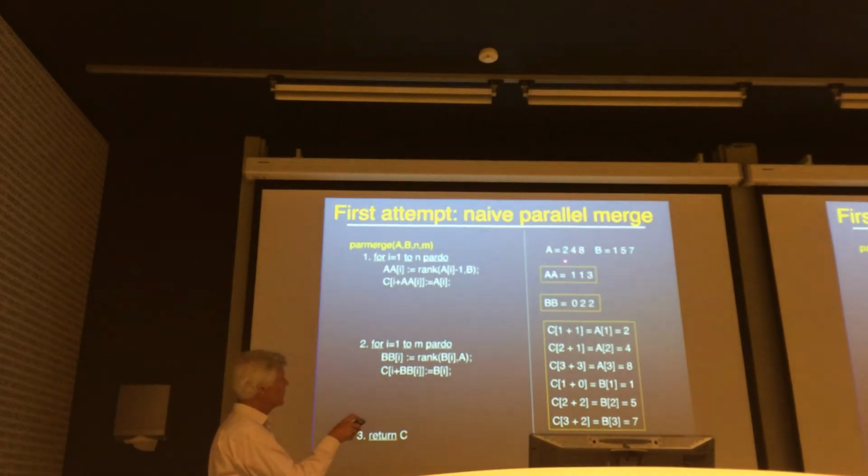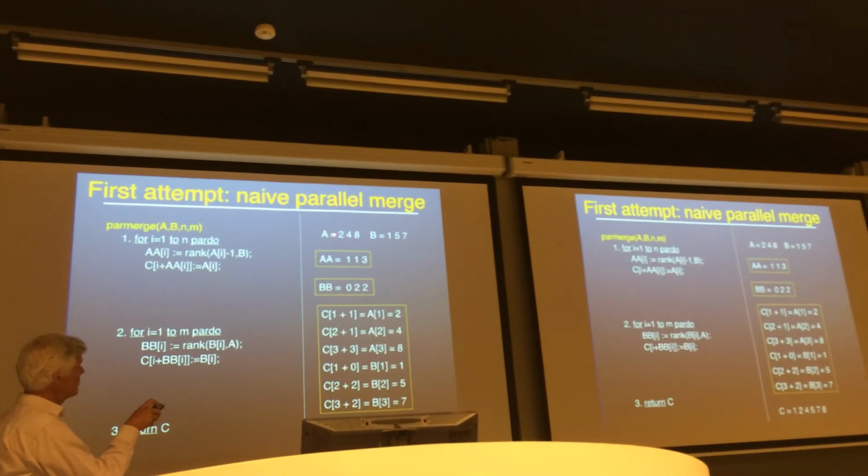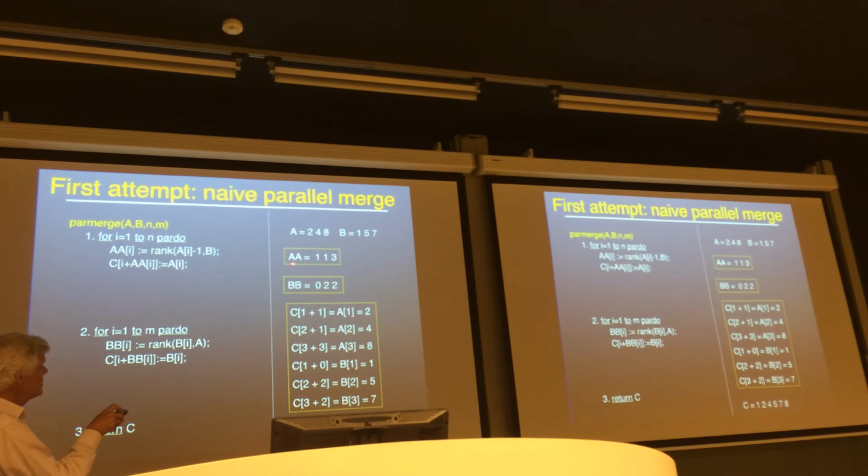Here you have a very simple example. If I have here the sequences A and B, this is AA, the collection of ranks in B. This is BB, the collection of ranks of B in A, and then you will find the resulting index positions: C1 plus 1 for A1, C2 plus 1 for A2, C3 plus 3 for A3, C1 for B1, C4 for B2, and C5 for B3. And the final merge is this one.